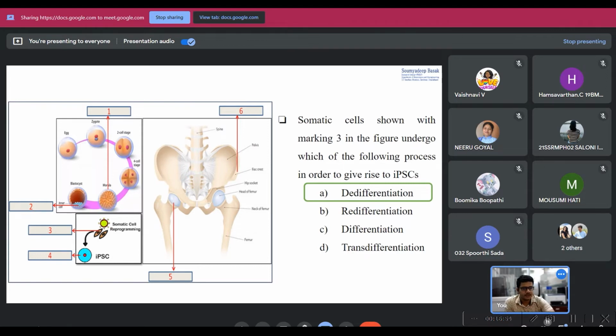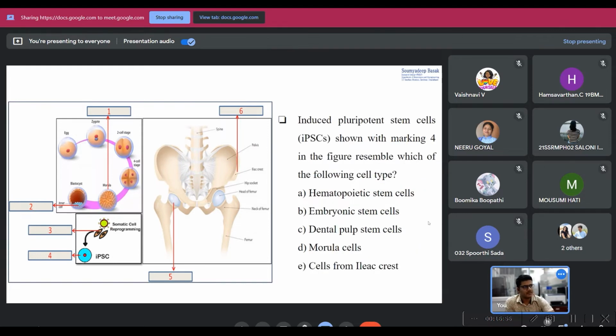All right, so moving on. This question: induced pluripotent stem cells (iPSC) shown with marking 4 in the figure resemble which of the following cell types? Hematopoietic stem cells, embryonic stem cells, dental pulp stem cells, medullary cells, and cells from the iliac crest.